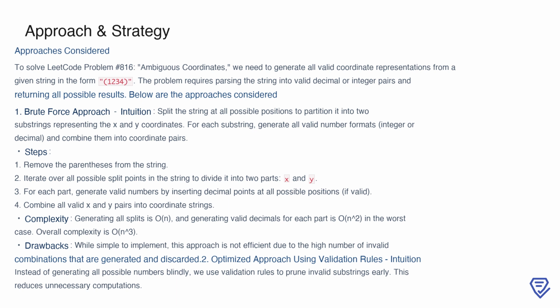Once we have valid x and y values, we combine them into coordinate pairs. While this method is easy to implement, it comes with a significant drawback: it generates many invalid combinations, which makes it computationally expensive. Specifically, the complexity of O(n) cubed arises from iterating over all splits and processing each part with nested operations. This inefficiency is something we aim to address with an optimized approach.